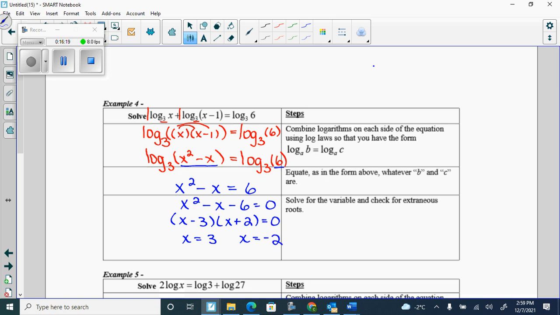Now some people might assume that the negatives never work. Sometimes the negatives do work. Like if it was like 4 plus negative 2, that's 2, that's fine, right? So you can't just assume that all the negative answers won't work. You have to check them back into the original. So if I take the 3 and I put it back, I get log base 3 of 3. That's fine. 3 minus 1 is 2. That's fine. So this one's good. Negative 2, log base 3 of negative 2. Done. Extraneous.